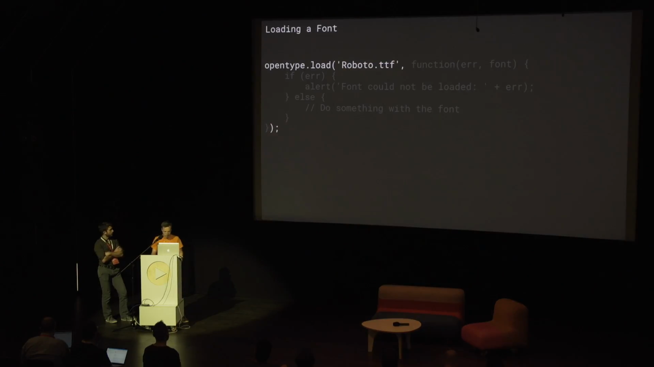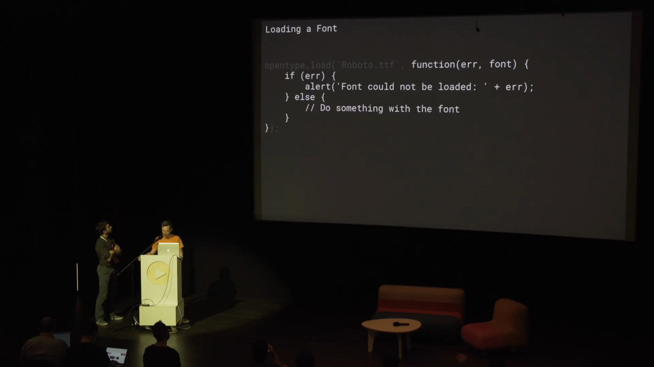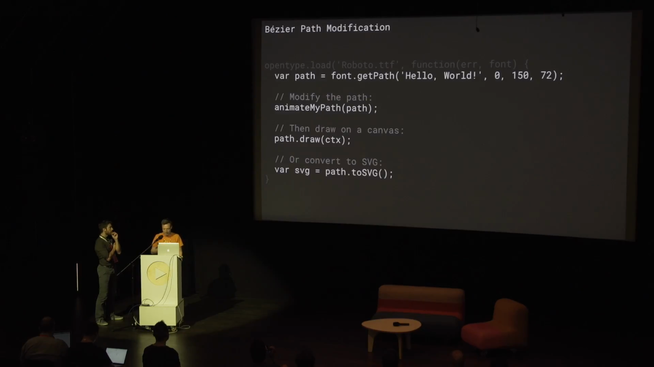You just include a script tag, or use a package manager like npm browserify, and then you call opentype.load. So this is all JavaScript code, right? Then that goes over the network, and it requires a callback function when it's done loading. And that function first checks for an error, and then it can do something with the font. Here, for example, it could take the font, get a path from that font, say, okay, this is Hello World, it's at this position with this font size.